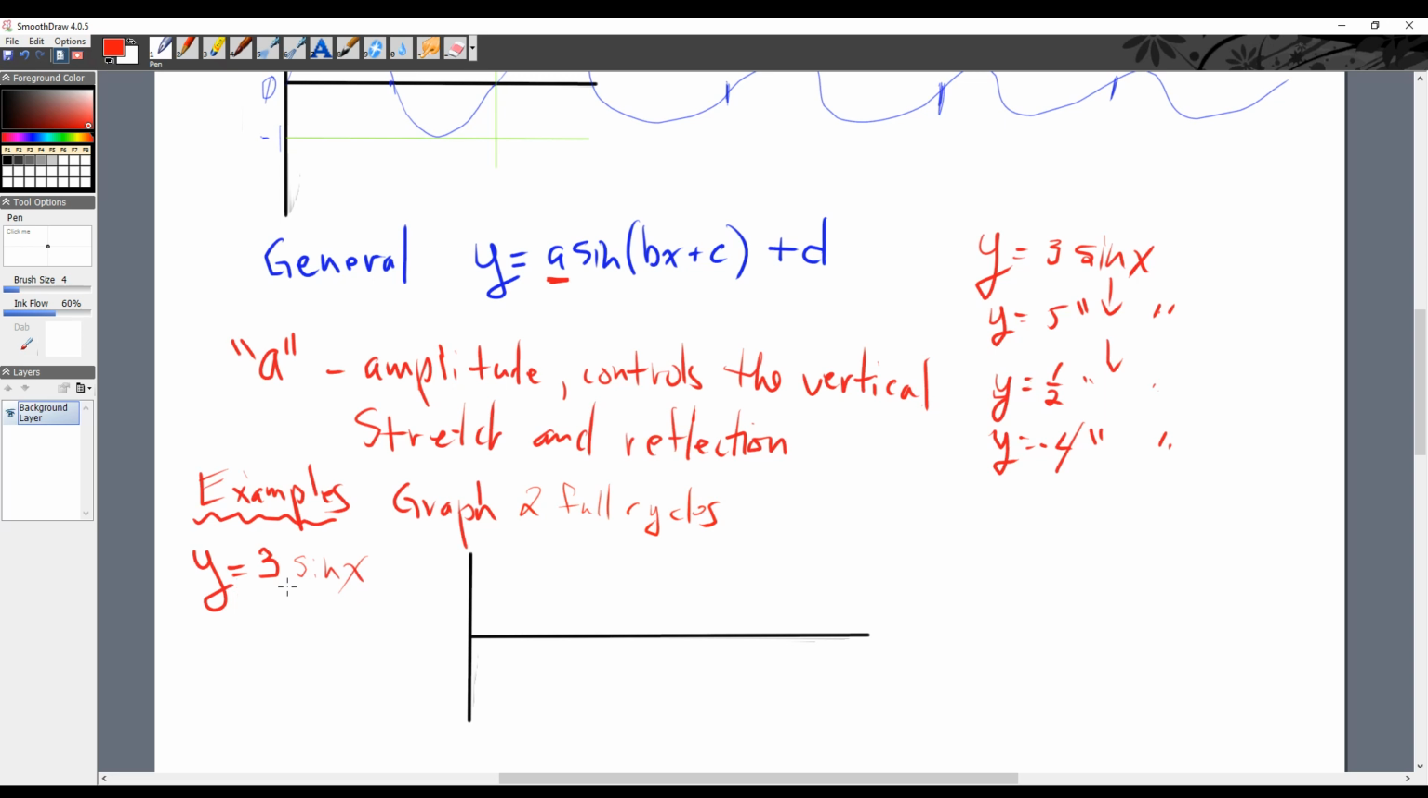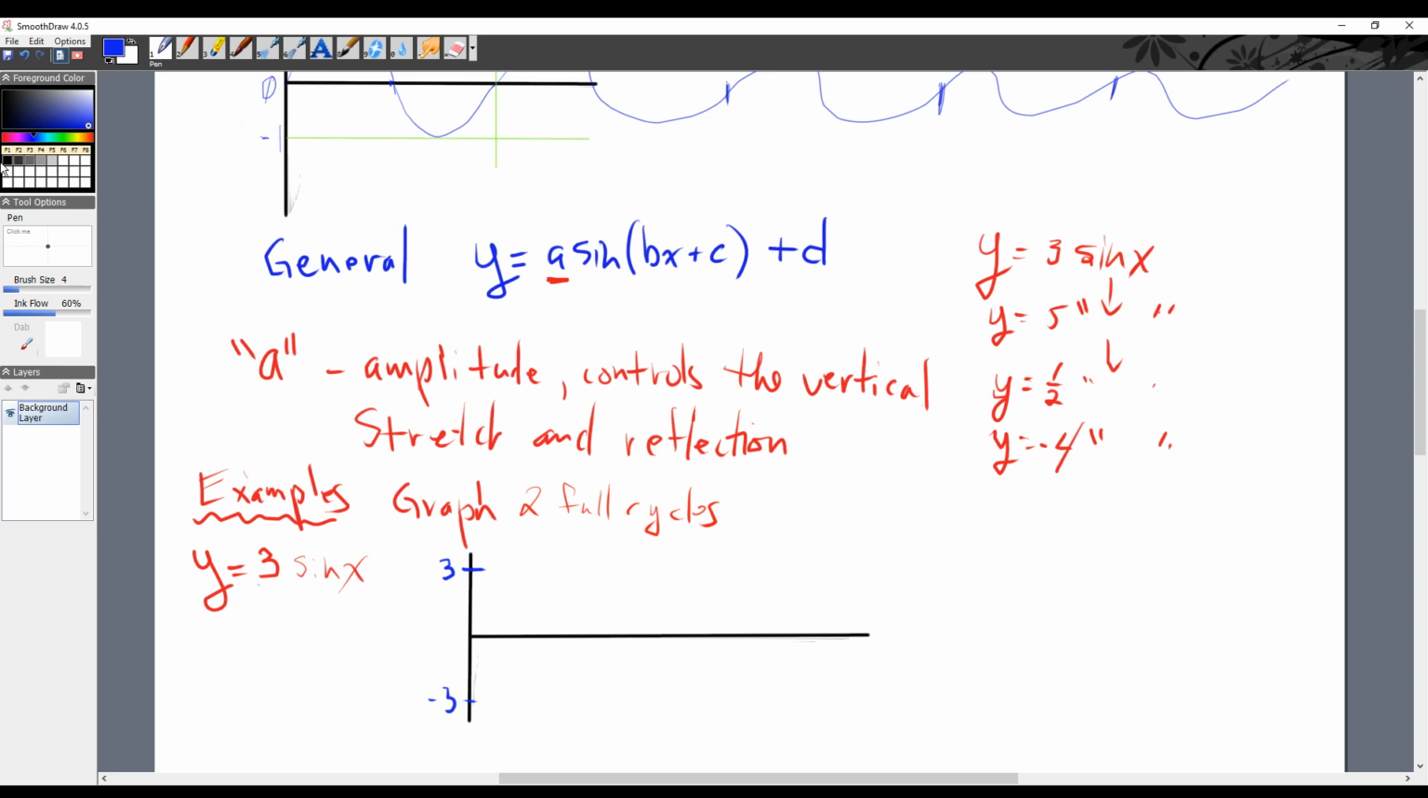Now, A is the amplitude. It actually is the number that tells us how far from the center line we can get. Well, if we think about this one, for the center line, it can get 3 away. So instead of a max and a min value of 1, it's going to have a maximum value of 3 and a minimum value of -3.